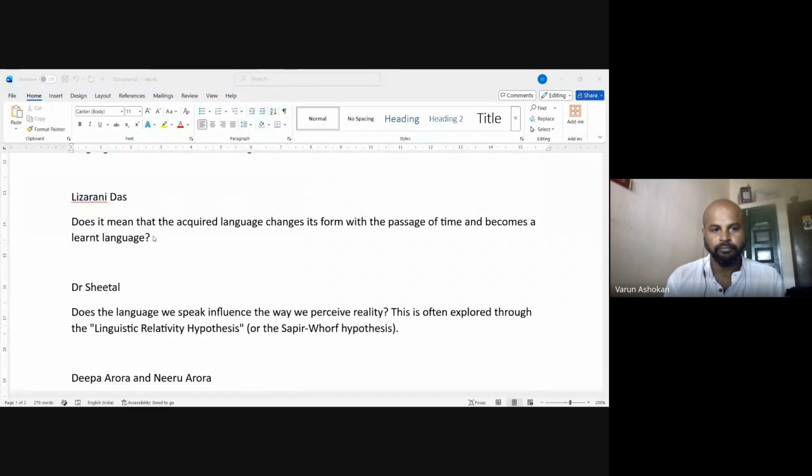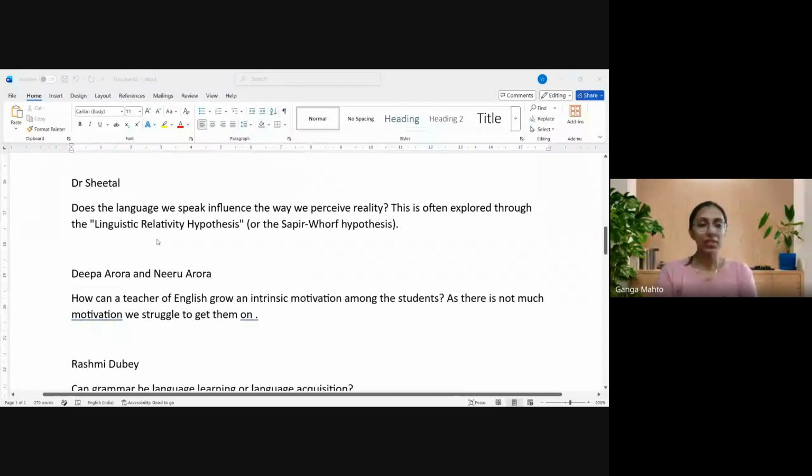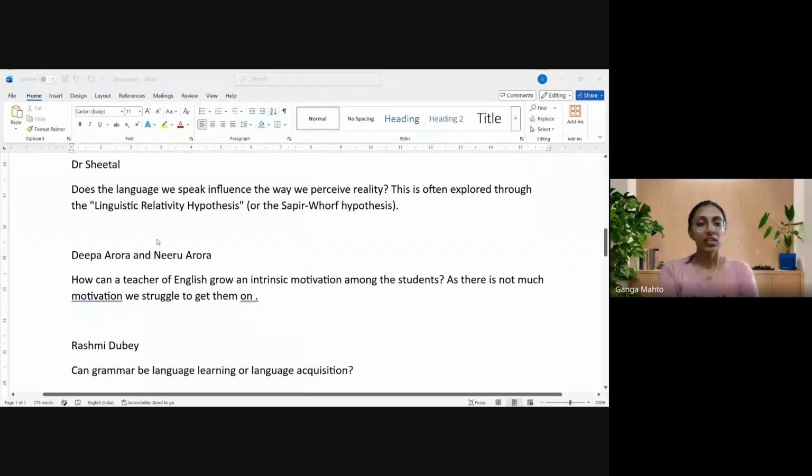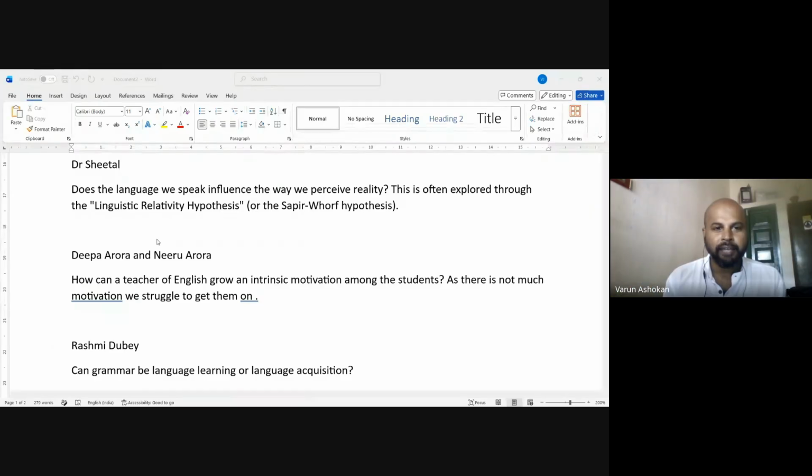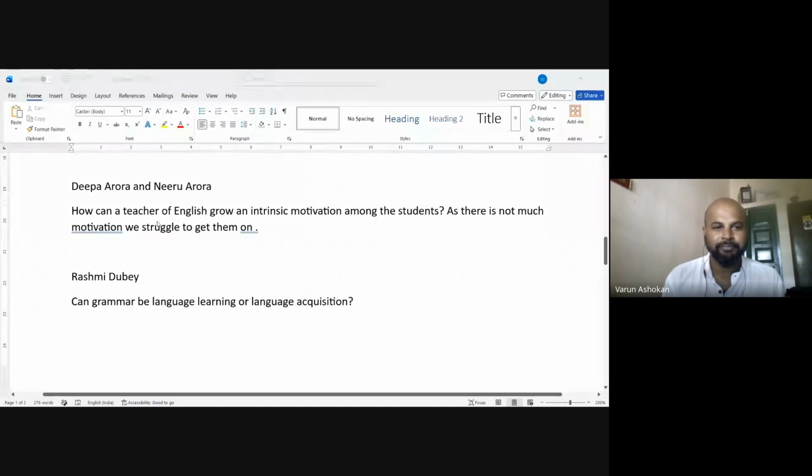Yes. Moving ahead, question by Dr. Sheetal. Does the language we speak influence the way we perceive reality? This is often explored through the linguistic relativity hypothesis. I don't know the answer. No worries, sir, no worries.